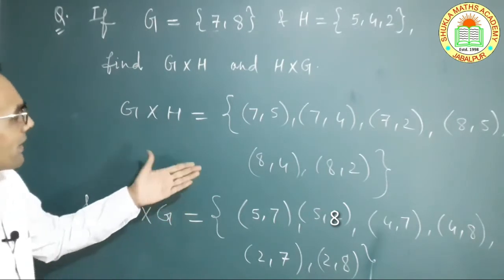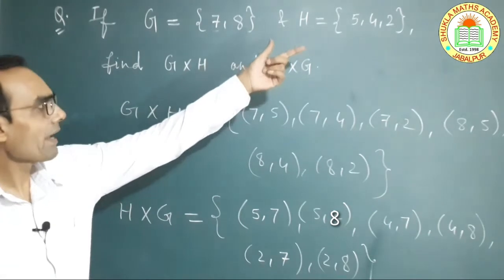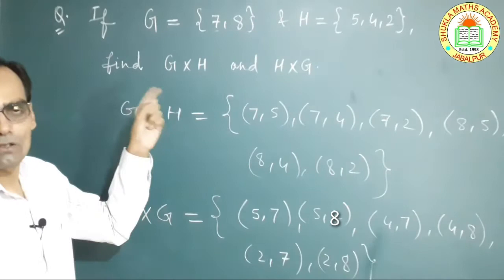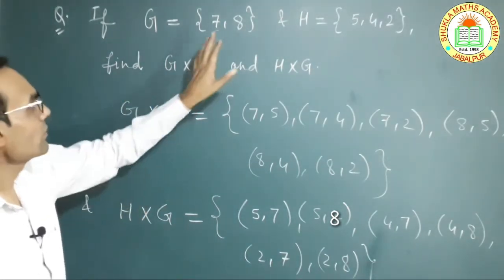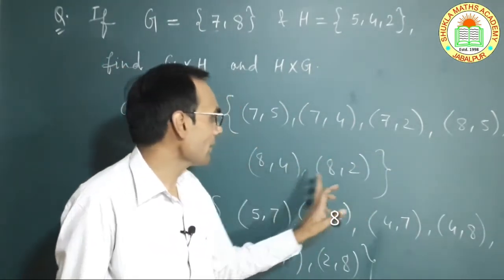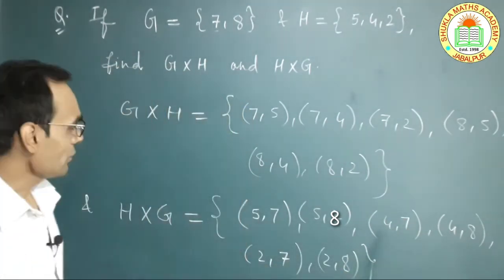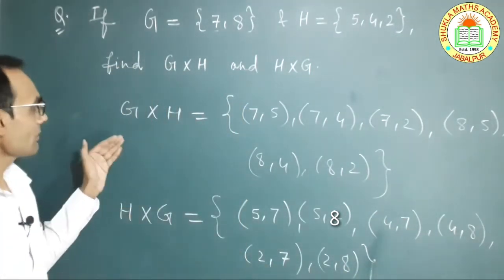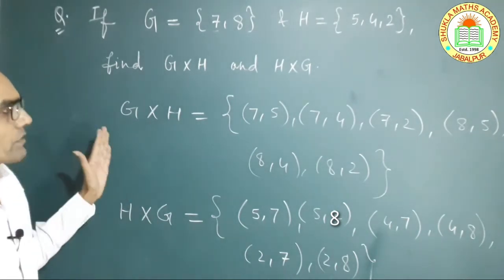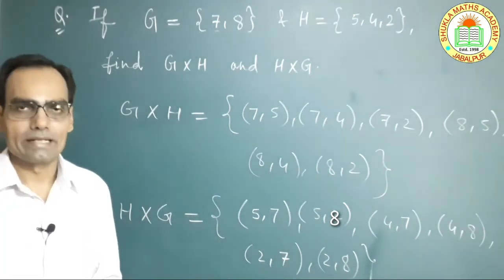So clearly we can see that the number of elements in G are 2 and number of elements in set H is 3. So total number of elements in the Cartesian product of H cross G and also G cross H is 2 into 3, that is 6. Now see that here 1, 2, 3, 4, 5 and 6. Similarly here 1, 2, 3, 4, 5, 6. So total number of elements in the Cartesian product of G and H, and H and G, are 6. So this is the concept of Cartesian product of two non-empty sets.